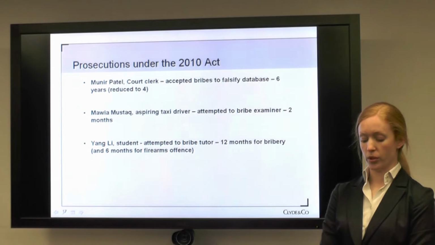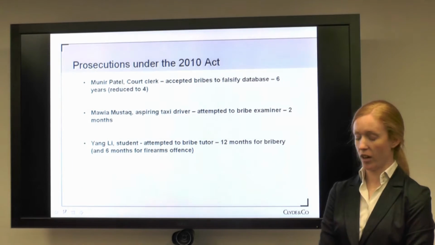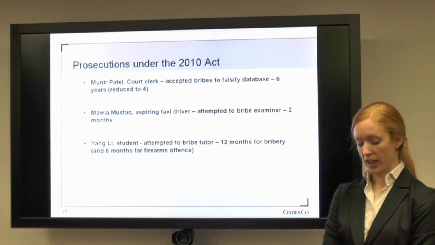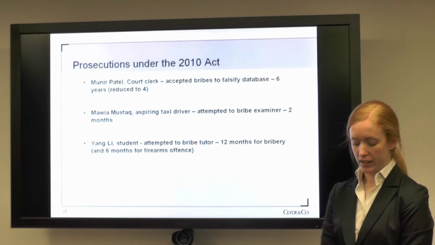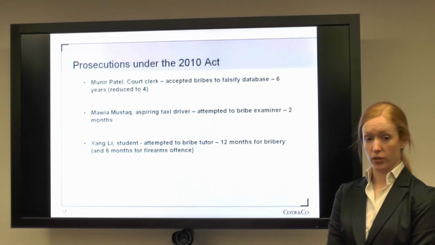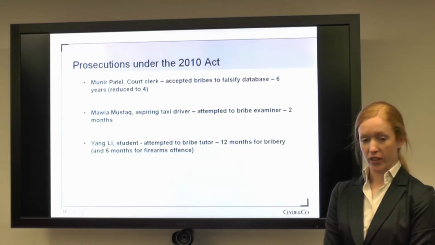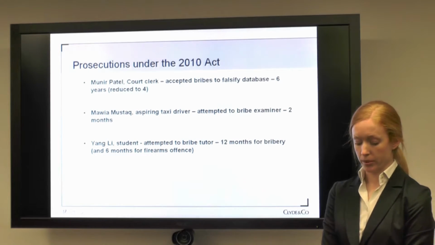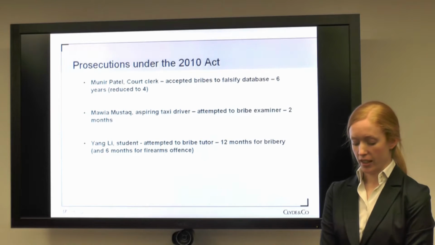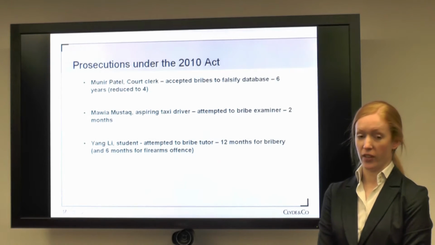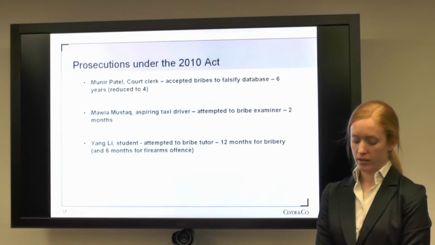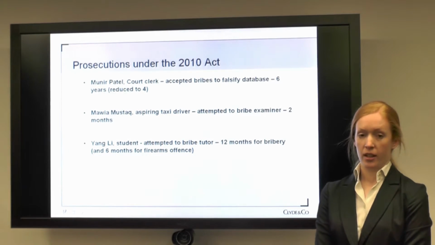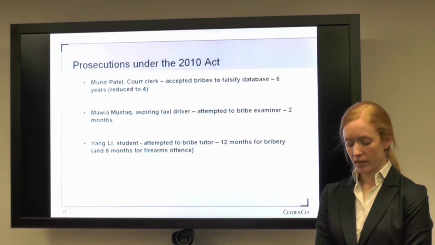Only 12 individuals have been prosecuted under the Act so far, and I've set out here some of the cases. In the unfortunate case of Yang Li, a failing student who attempted to bribe his university tutor by placing £5,000 in cash on the table, the tutor refused to take it, and when he got up to leave, a firearm fell out of his pocket, so he was charged with both bribing and carrying a firearm.